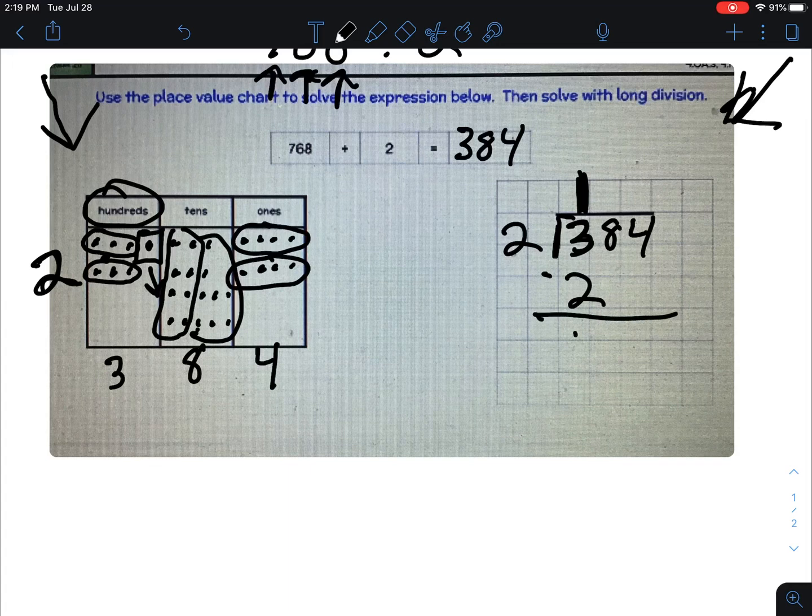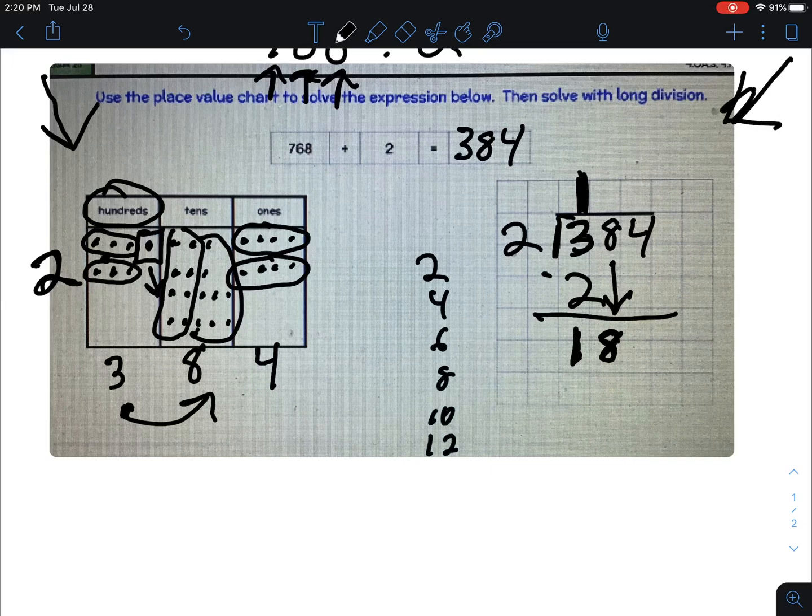and 1 times 2 is equal to 2. So I have to find out what my remainder is. 3 minus 2 is 1. 2 does not go into 1, so I bring the next digit down. This is like when we brought the 1 over in the place value chart over to the tens. Because now our 8 discs turned into 18, and now I have 18 discs here.